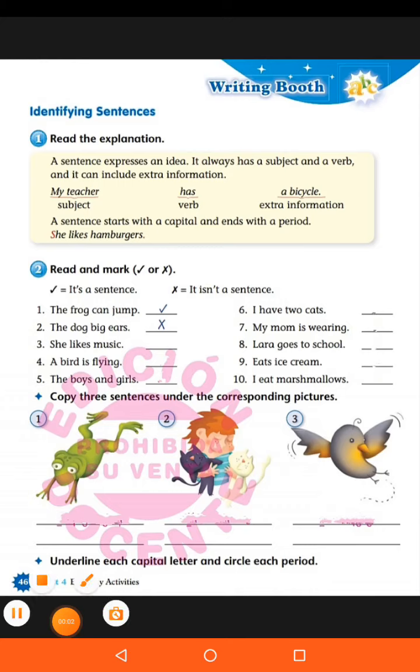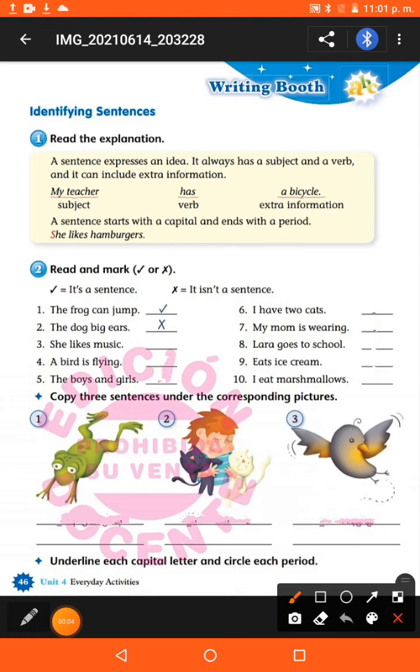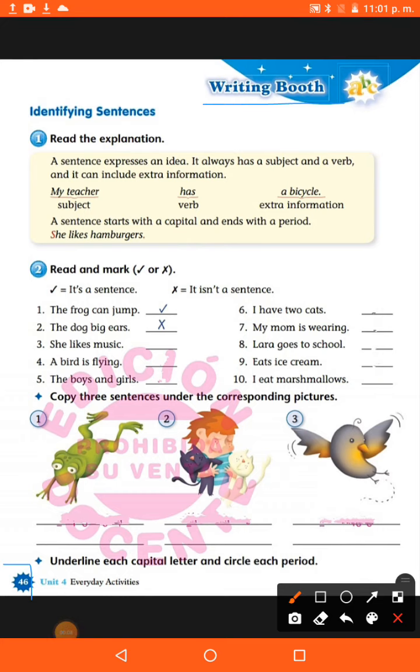Now you are going to work with page number 46. We are in the writing booth. That means that today you are going to learn about some grammatical rules. Identifying sentences. Here we are going to learn how to identify a sentence.